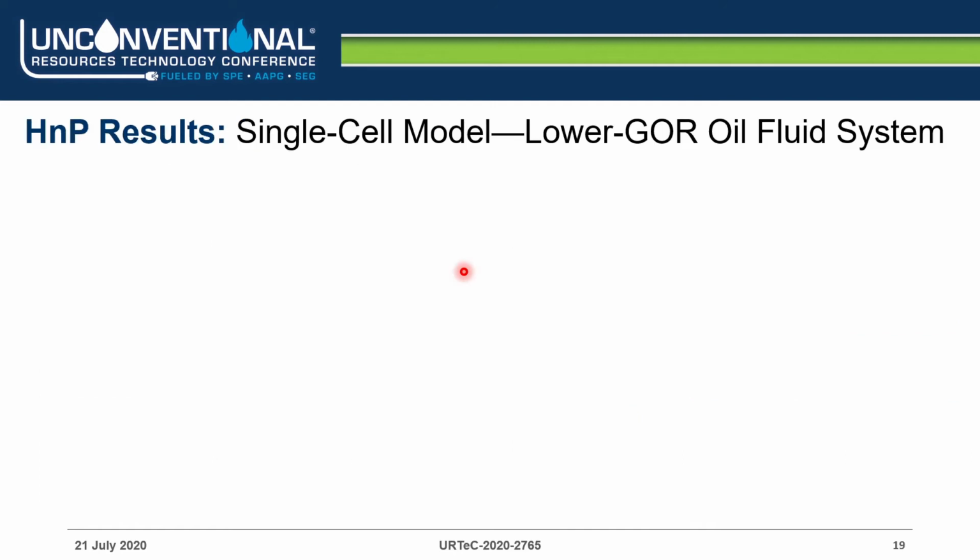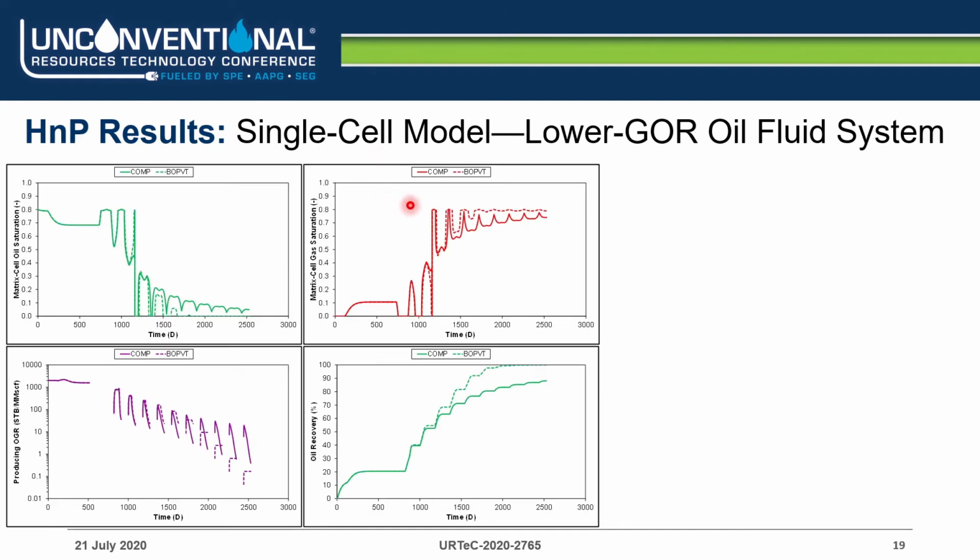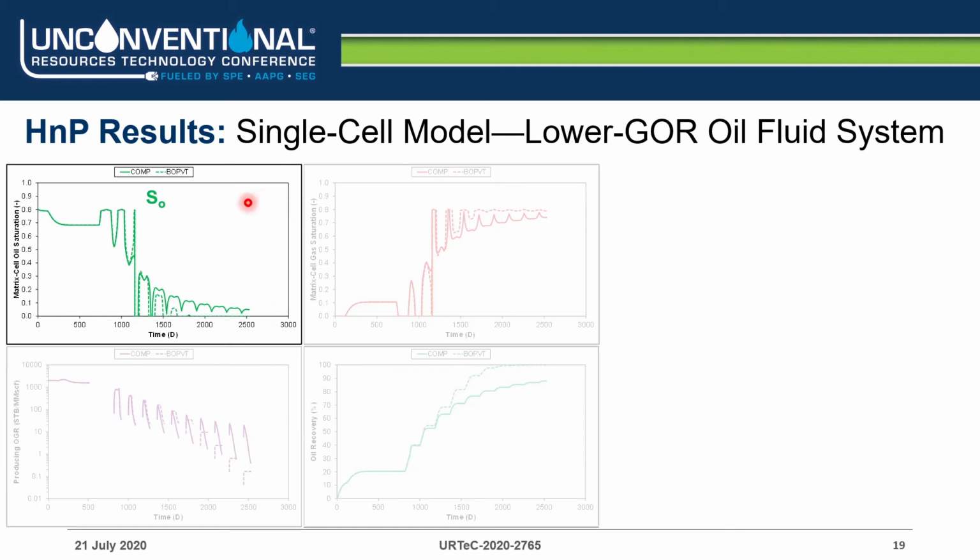We look at many cases in the paper, and I'm just going to show one here for the single cell model, which is shown, as I mentioned, in 4 different plots. On the top left we have the oil saturation in the matrix cell, which shows the first 2 years of depletion and then the consequent Huff-n-Puff cycles.